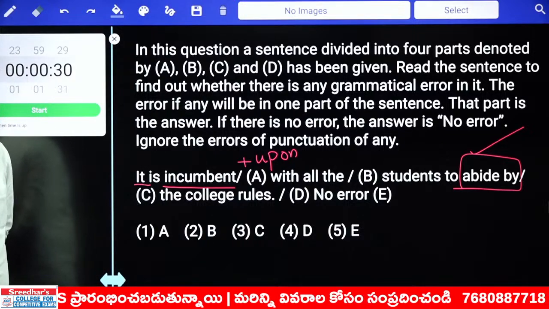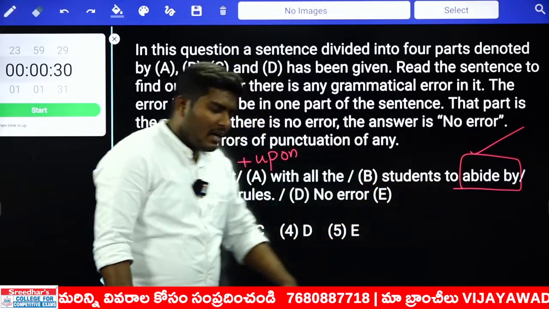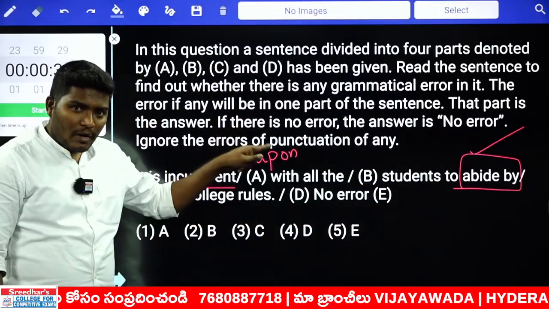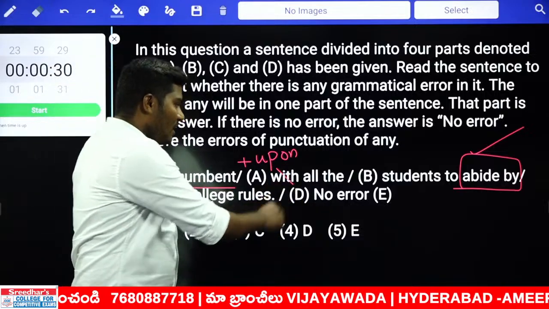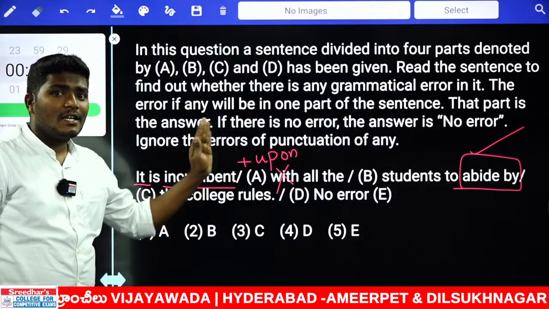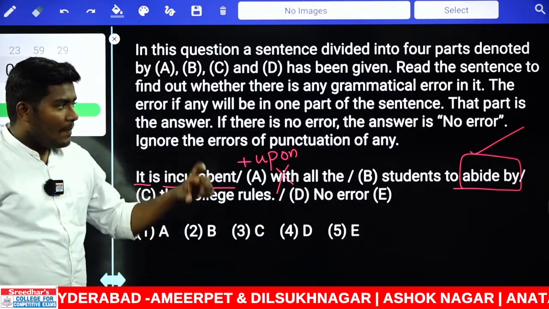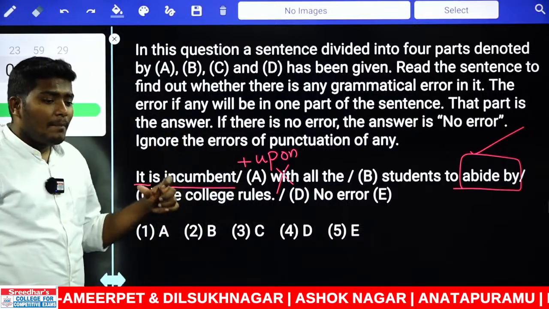That is the error. Here, abide is followed by "by", in the same way the word incumbent is followed by "upon". It is not "with", it is incumbent upon all the students. That is, it is mandatory for all the students. Just as mandatory takes "for" and abide takes "by", incumbent takes "upon".